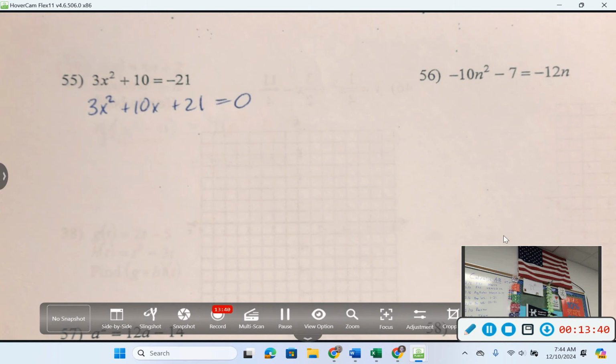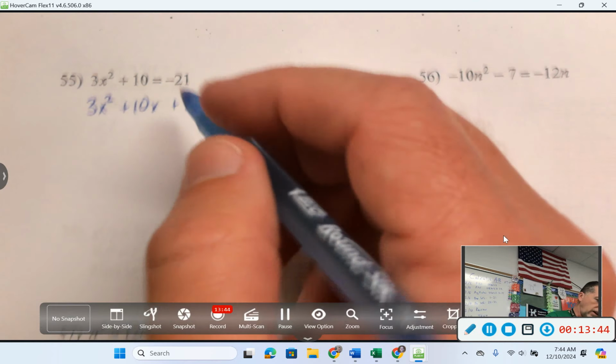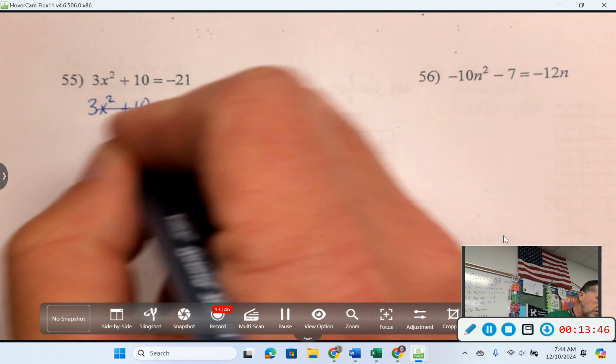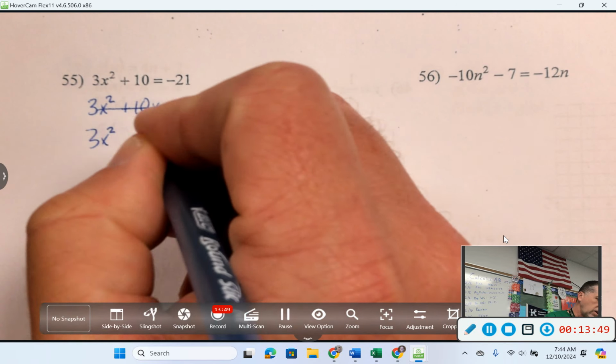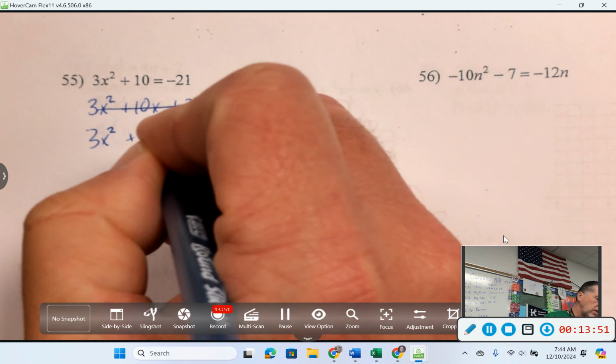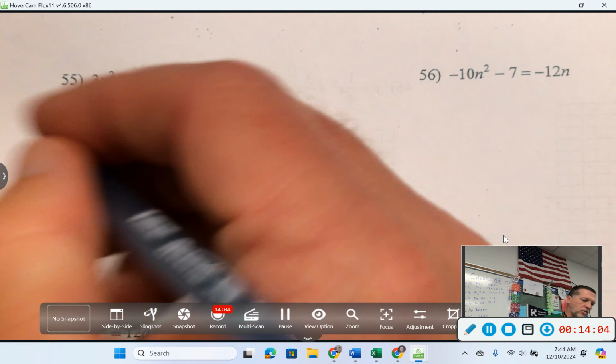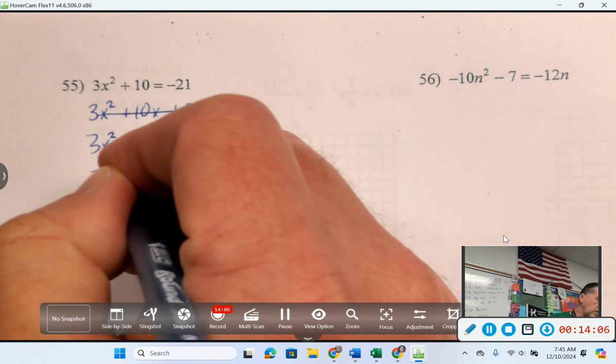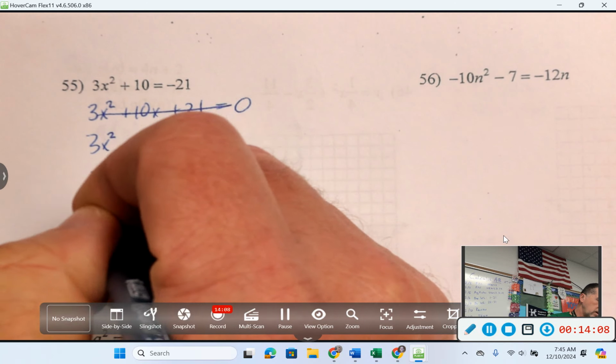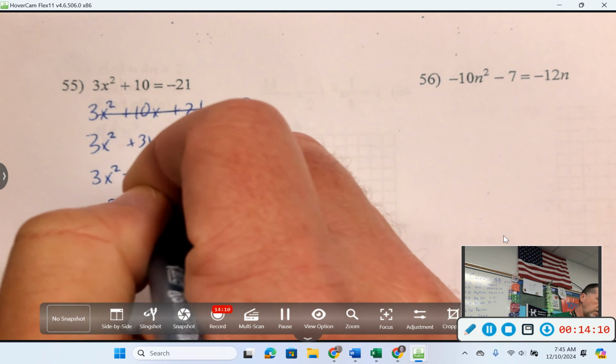Wait, that 10 doesn't have a 36. Because I tried it. Oh, you're right. So that should be 3x squared plus 31 equals 0. You're right, that one doesn't factor, but even better, I can solve for x. I don't have to factor, and I don't want to use the quadratic formula. I can just move the 31 over, divide by 3.